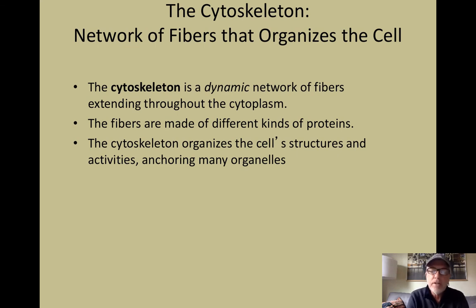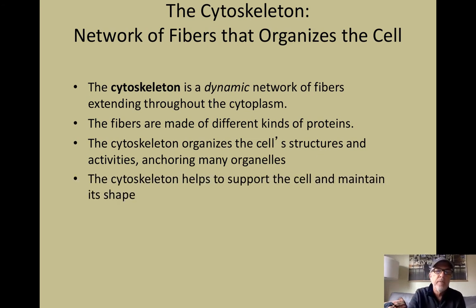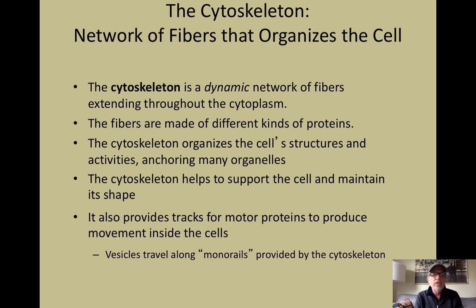And the cytoskeleton basically organizes the cell's structures and activities and anchors many of the organelles in place. It helps support the cell and maintain its shape, and it also provides tracks for motor proteins to produce movement inside of cells. So, for example, when we see vesicles moving through a cell, they're actually traveling on the back of a motor protein, which is attached to the monorail of a piece of cytoskeleton. And I'll show you an illustration of this in a second.